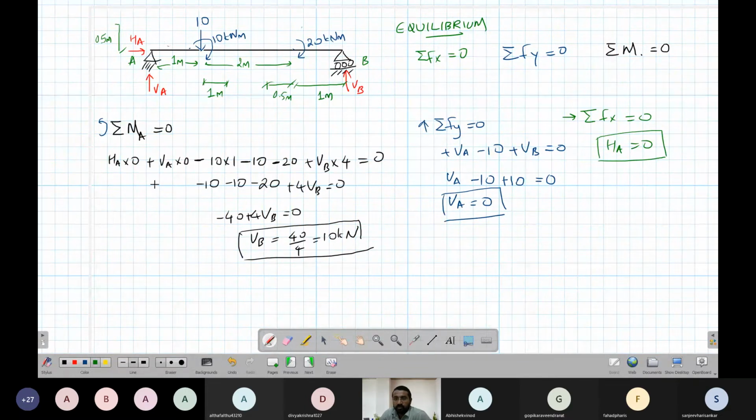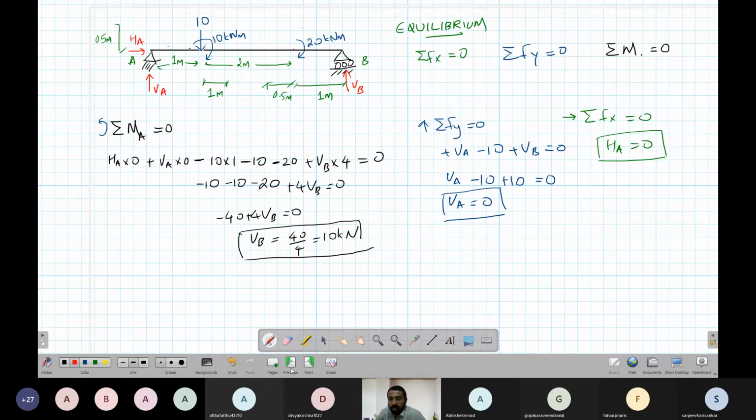Okay. So we can finally write the final answer. Final answer will be if you write VB equal to this value. So VB is 10, VA is 0, HA equals 0. Okay. And then we'll finalize it. Answer. Right.